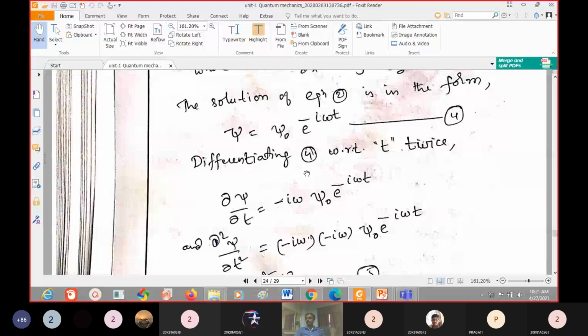Now, first I am doing differentiation with respect to t. What is the parameter here? It is t. So with respect to t, I am doing differentiation: ∂ψ/∂t. What is the differentiation of e power ax? Here, i omega is the a, and t is the x. The differentiation of e power ax is a into e power ax.